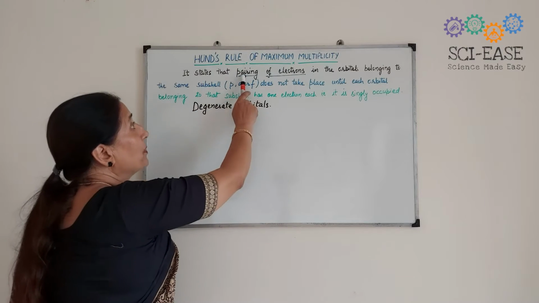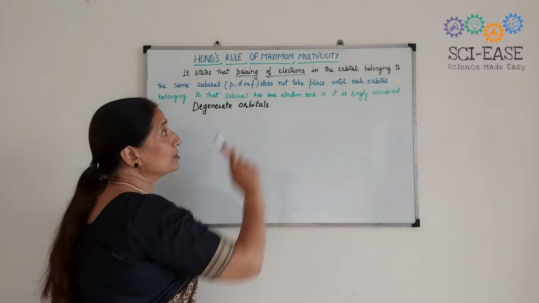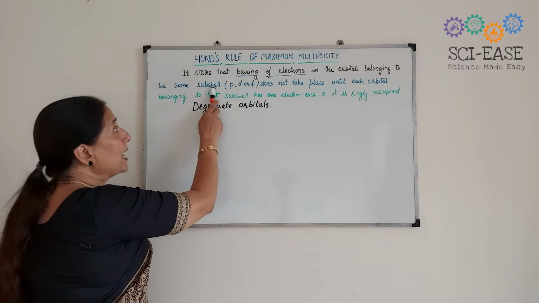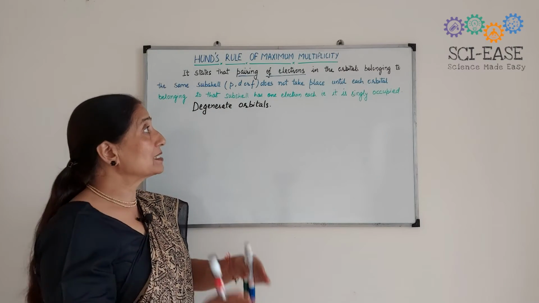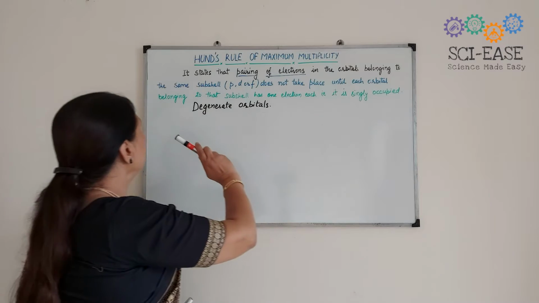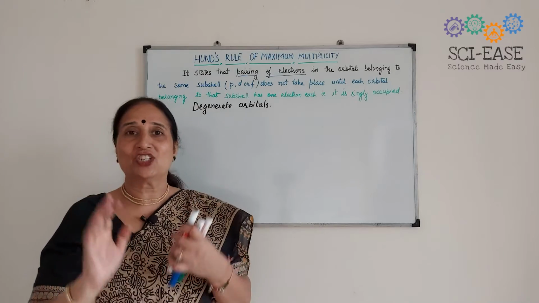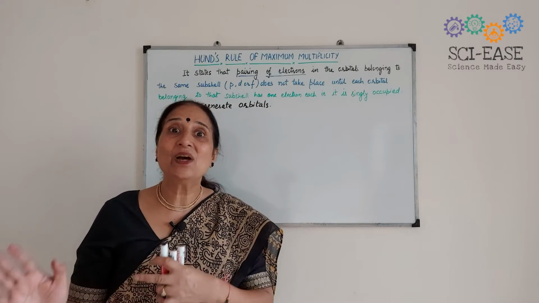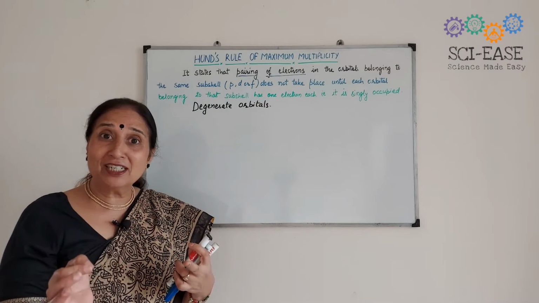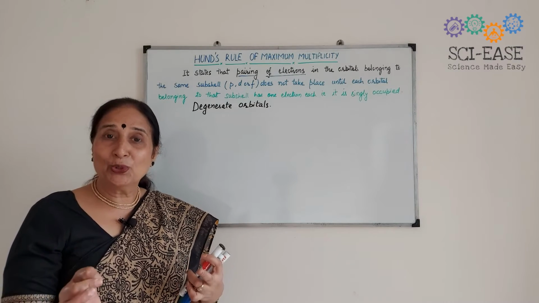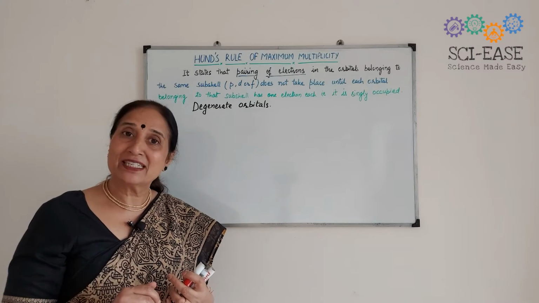It states that pairing of electrons, this line is very important, pairing of electrons in the orbitals belonging to the same subshell, which I have told you, p, d or f, does not take place until each orbital belonging to that subshell has 1 electron each. That is, it is singly occupied. So this is each and every word. It's important to know how the filling of the orbitals takes place in different subshells.